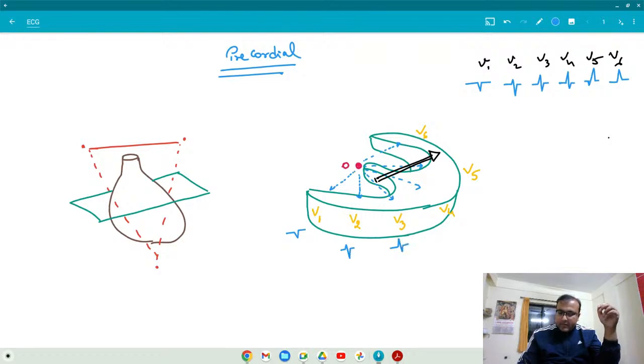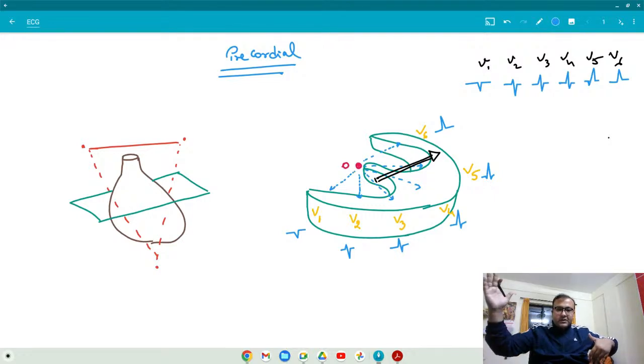Everybody tell me, have you understood or not? Okay. So you see how the gradual change is taking place? See, V1 was completely negative and V6 is completely positive. And see how the entire transition took place, right?